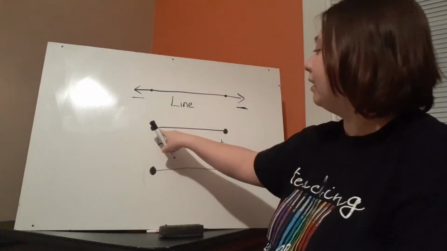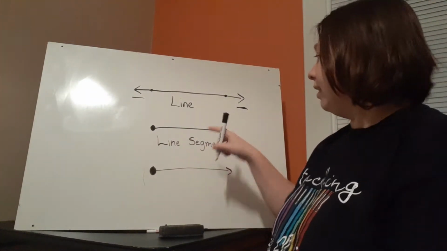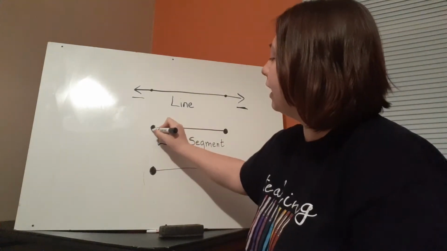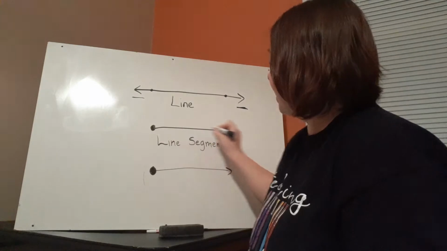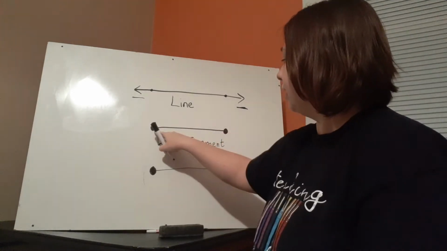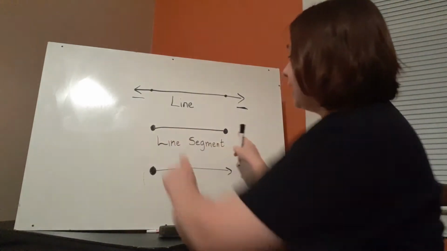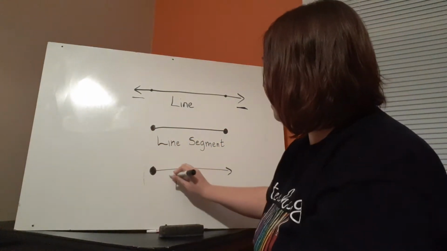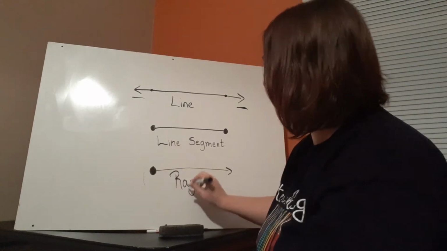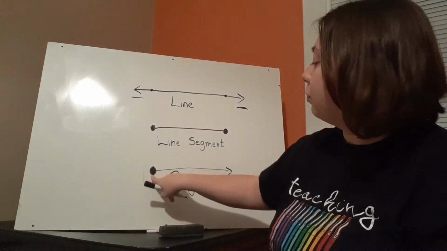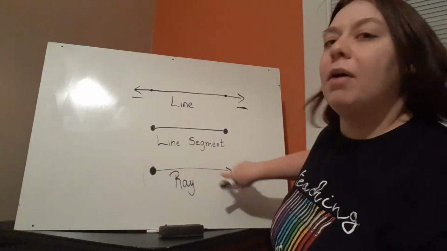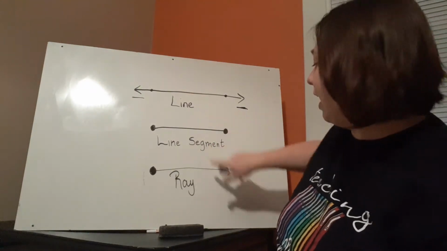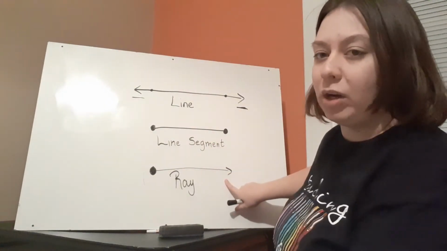Now, a line segment is a portion of a line that's between two endpoints. So I'm looking at this space. A line segment is this portion because it's between two endpoints. And last, we had a ray. A ray has the one endpoint, and then it keeps going on in just the one direction. That's how we know it's different from a line, because it's only continuing on in one direction.